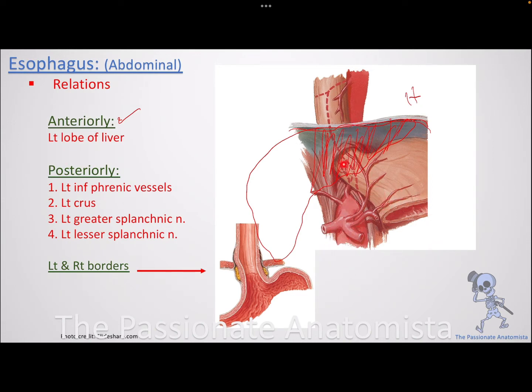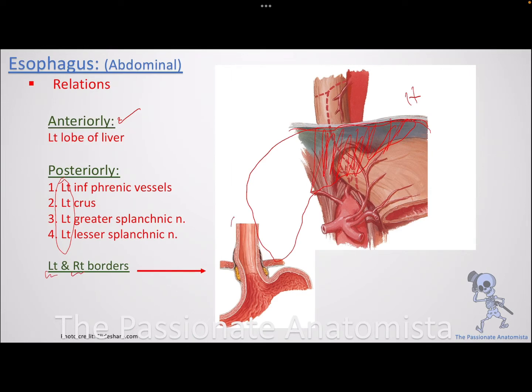All right, so the abdominal esophagus is related anteriorly to the left lobe of liver, and posteriorly it is related to the left crus. If you look at this, this is the left crus of diaphragm. It passes behind the esophagus and also the inferior phrenic vessels. And then the greater and lesser splanchnic nerves, all of them are to the left because the esophagus runs to the left. And what about the right and left borders?